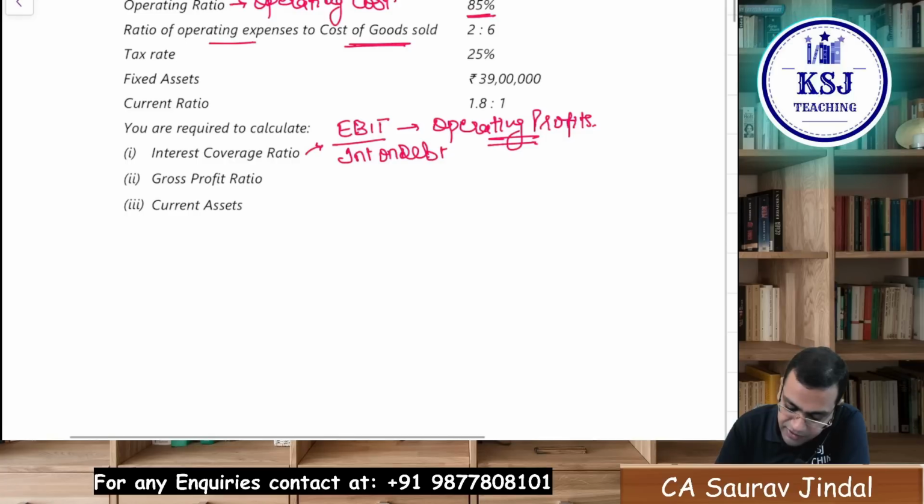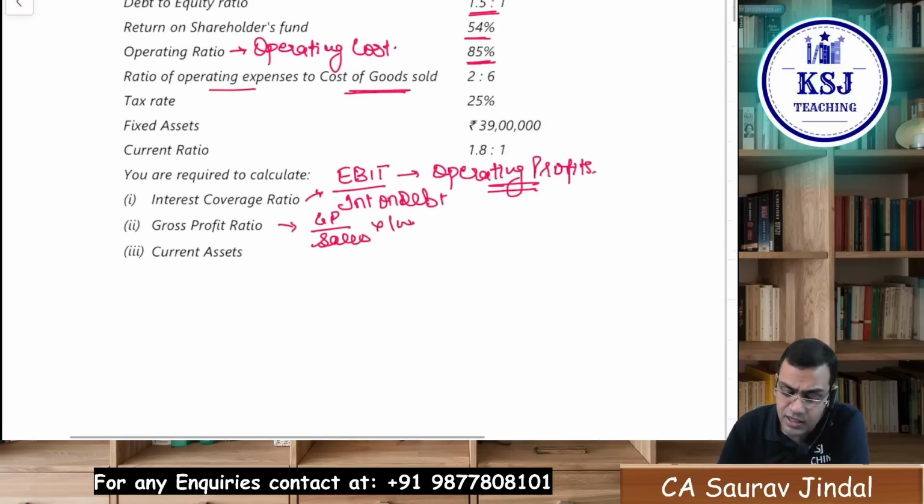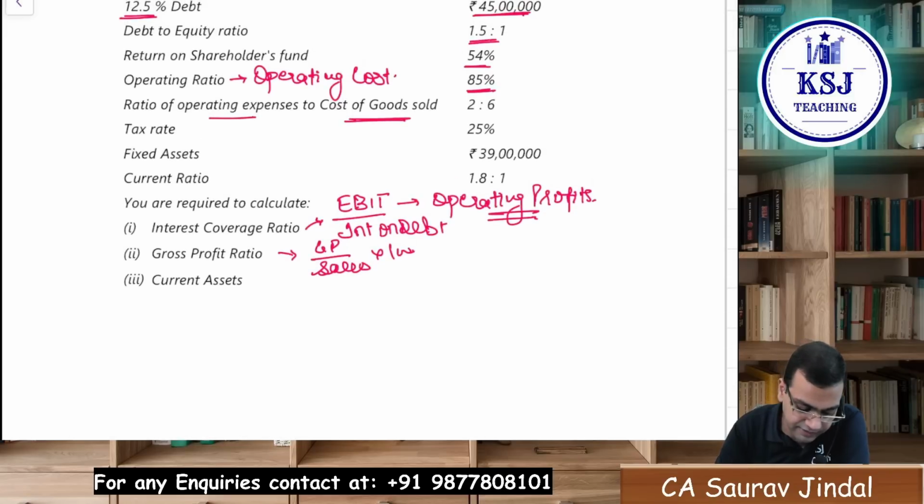Now, gross profit ratio is simple: gross profit divided by sales into 100, and current assets you need to calculate. Okay, fine. So how can we start? For these kinds of questions, I have told you that whenever certain ratios and certain information are given, and there are absolute values also, start with the absolute values. What are the absolute values? One is debt, another one is fixed assets, which is given to you.